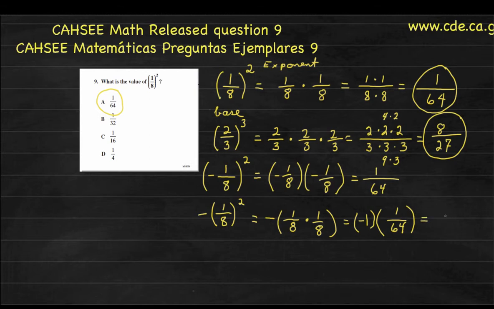So then this becomes a negative answer. Negative 1/64. 1 over 64. Okay. Now it is important to show parentheses whenever you write a fraction or a negative base.